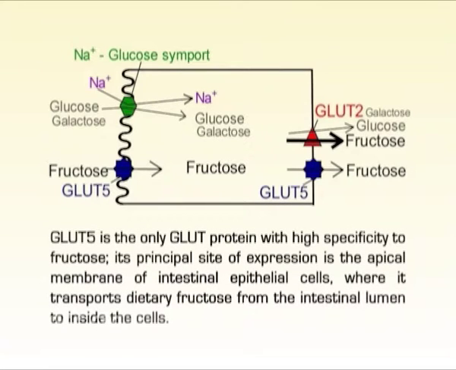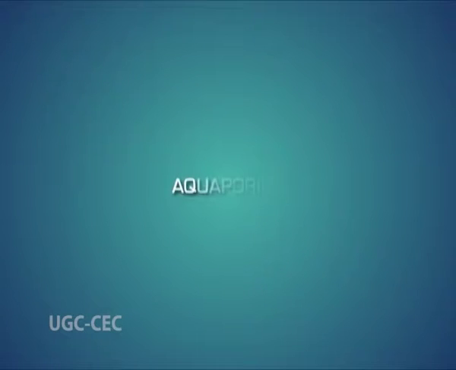GLUT5 is the only GLUT protein with high specificity to fructose. Its principal site of expression is the apical membrane of the intestinal epithelial cells, where it transports dietary fructose from the intestinal lumen to inside the cells. Now let's look at aquaporins. Aquaporins are an important class of channels that do not take part in ion transport at all. Instead, these channels increase the rate at which water flows through membranes.